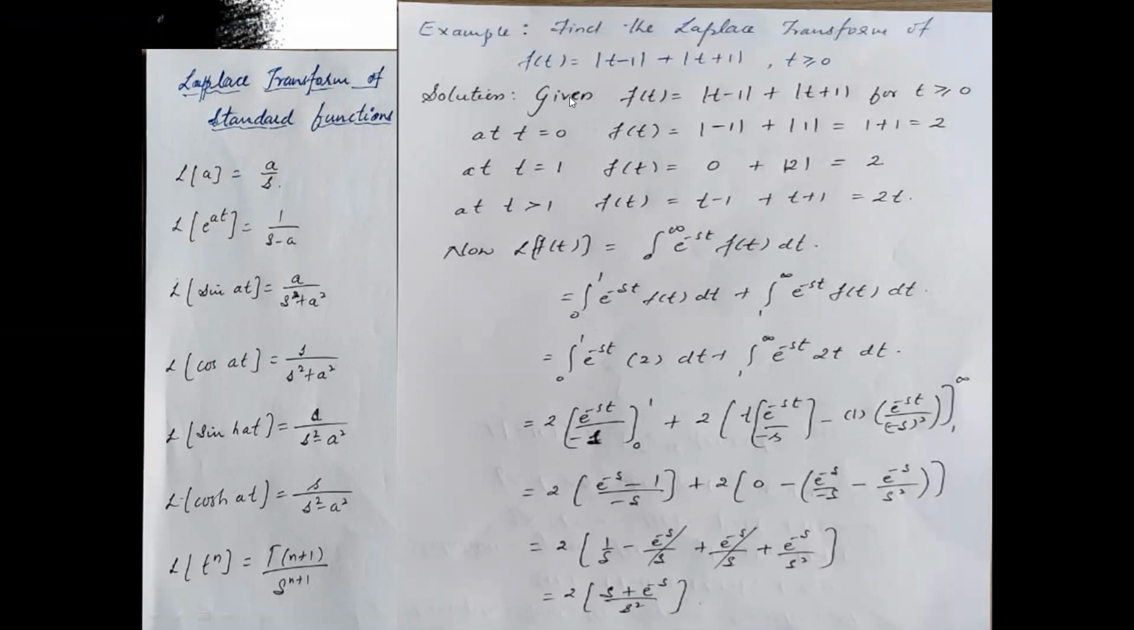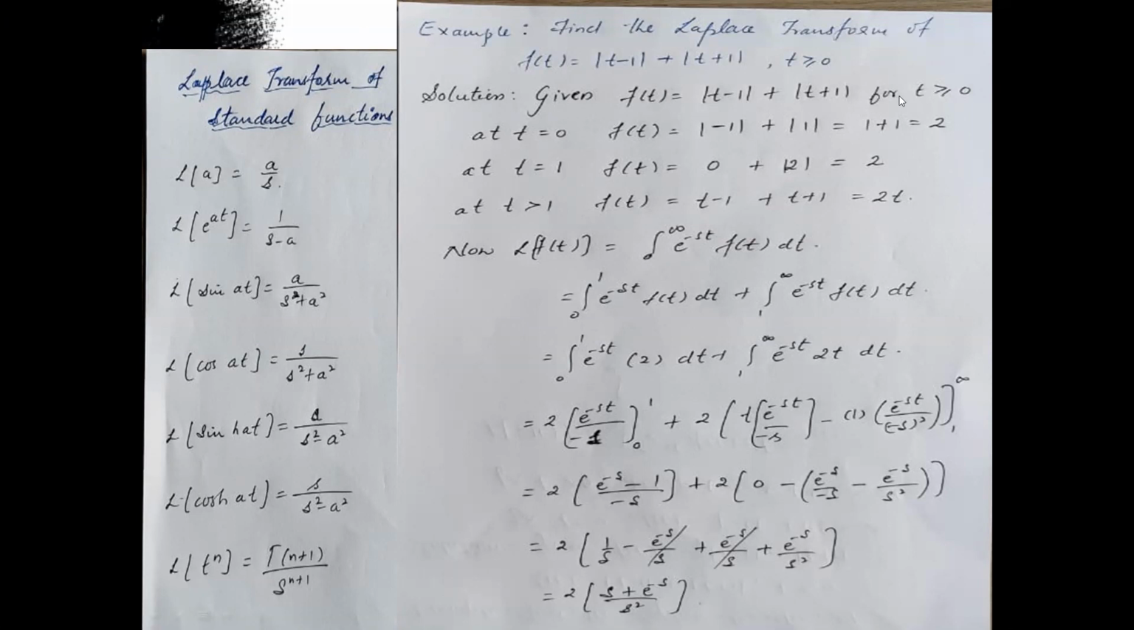Now here let us write this function once again. F of t is mod of t minus 1 plus mod of t plus 1. Now it is given in terms of mod, and for t greater than or equal to 0. So for mod functions, we don't have any standard Laplace transforms. So try to rewrite this function.